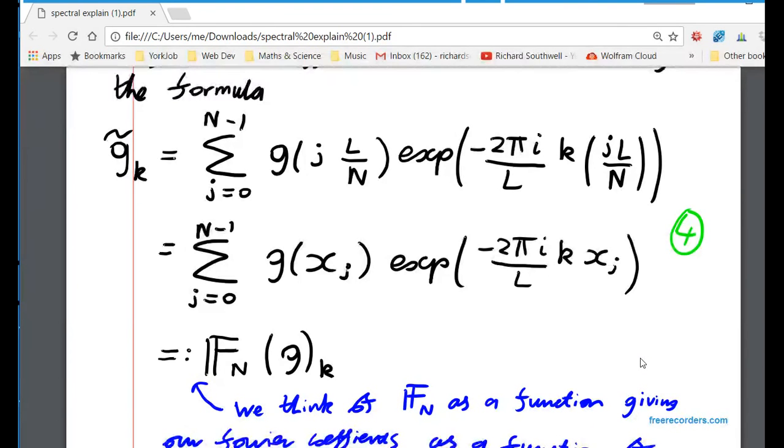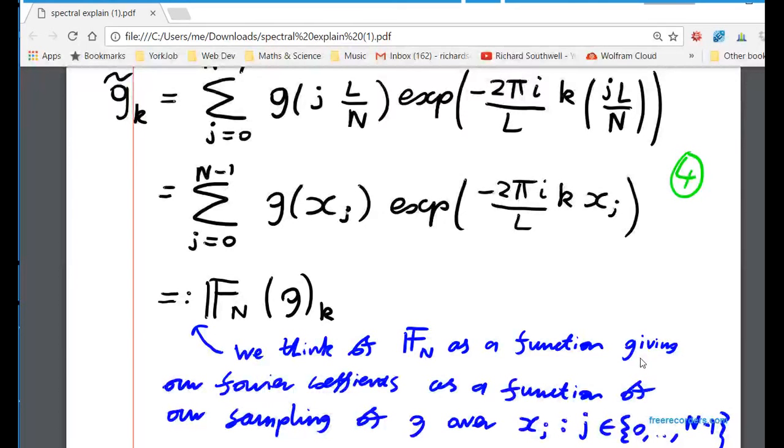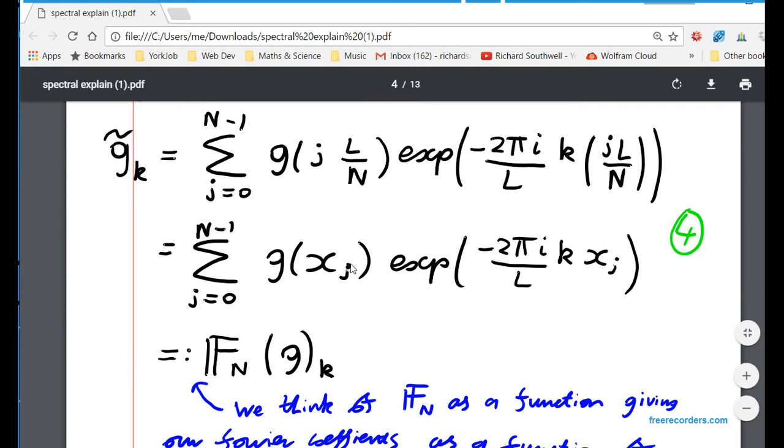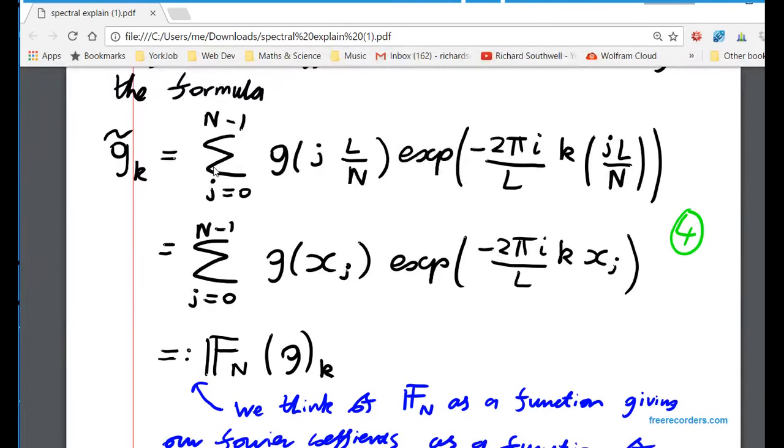So basically, in a computer, we'll be calculating that this F_N thing will basically be the fast Fourier transform, written as FFT. And what you can see from this equation 4 is that we can work out what g tilde k is, or equivalently this thing written with the F. We can find out what this is from the sum.